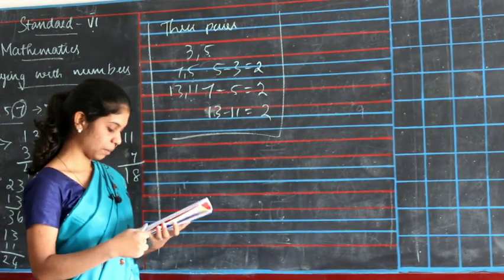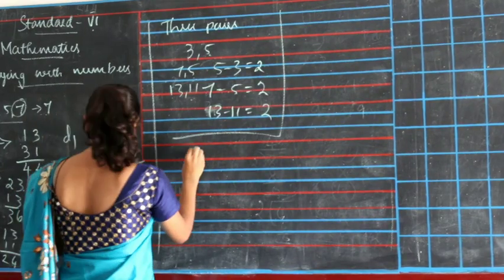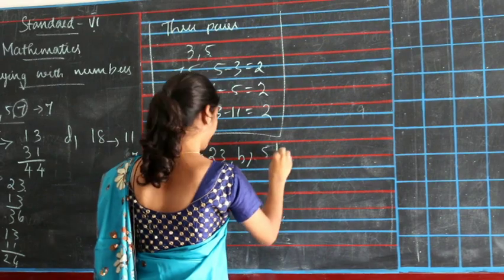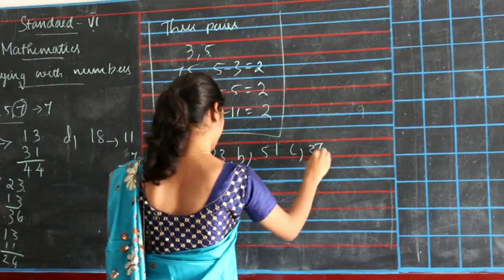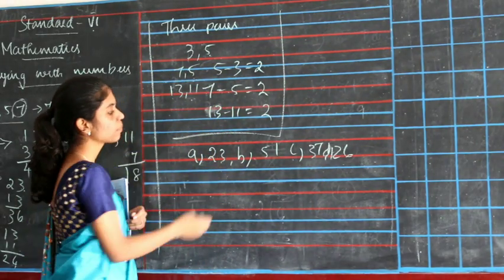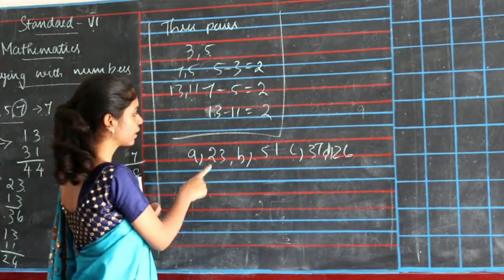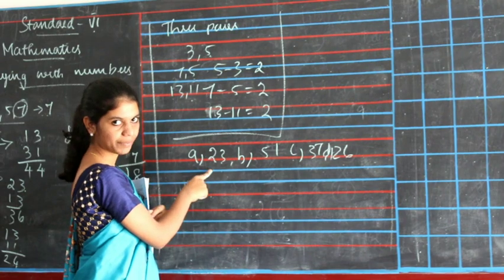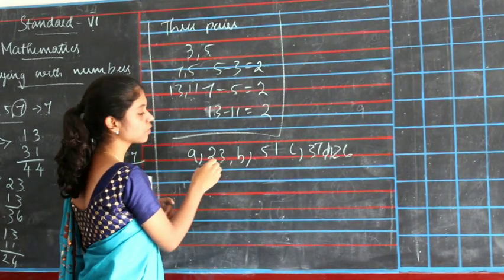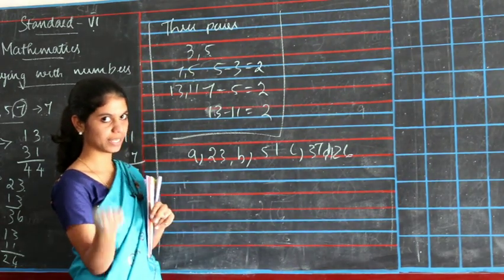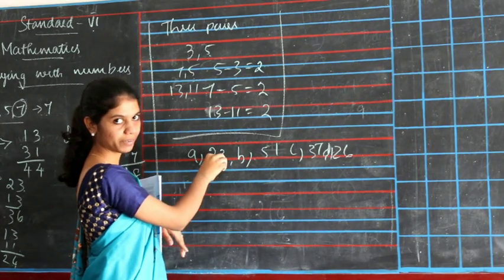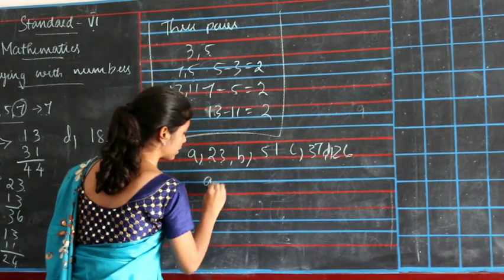Now, which of the following numbers are prime? First one, A 23, B 51, C 37, D 26. Now look at 23. It cannot be divided by 2, 5 or 7. For 3, what I told you, you should add both digits. If you get a number divisible by 3, then it can be divided by 3. So 2 plus 3 is 5, which cannot be divided by 3. So A is a prime number.